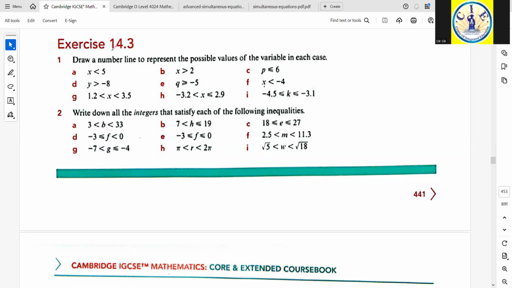This is exercise 14.3 now. You need to draw a number line to represent the possible values of the variables in each case. X less than 5. For that, since we need to do it on a number line, we need to make a number line.